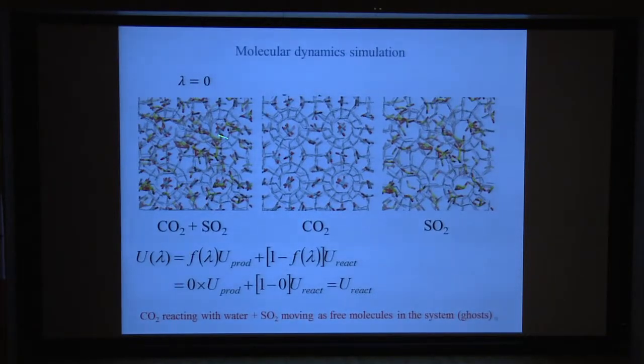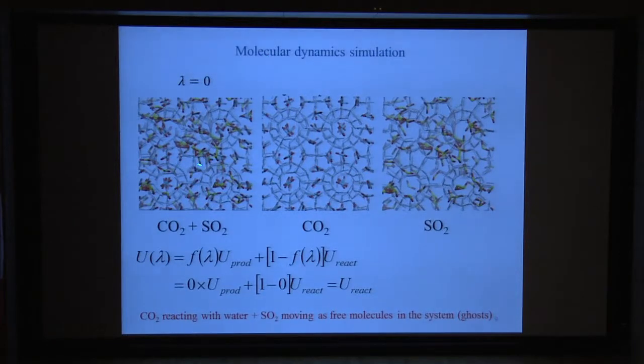So let's see how the molecular dynamics simulation works. We start off with lambda equal to 0. What the system is doing for lambda equal to 0 is that in the simulation we have CO2 and SO2 mixed together, but in such a way that the CO2 component interacts with the cages, and you can see that the CO2 molecules are trapped inside the structure 1 cage, but the SO2 molecules are free, and they don't interact with each other, and they don't interact with the cage.